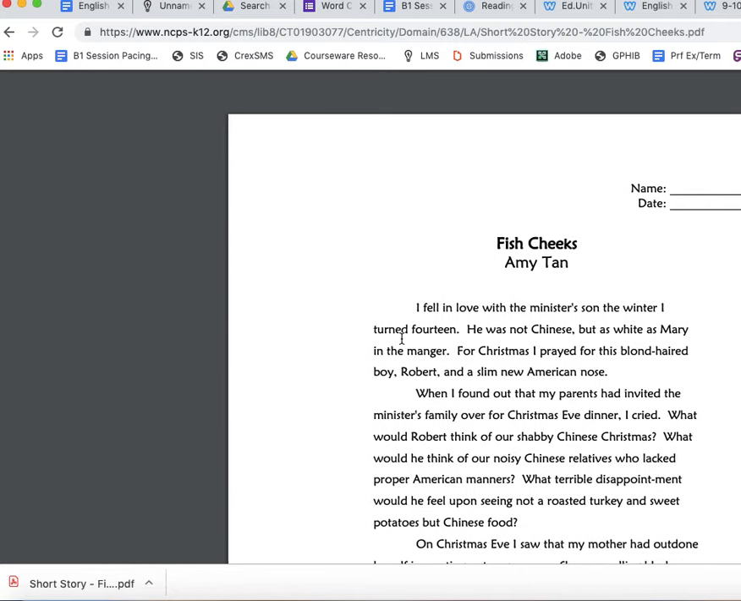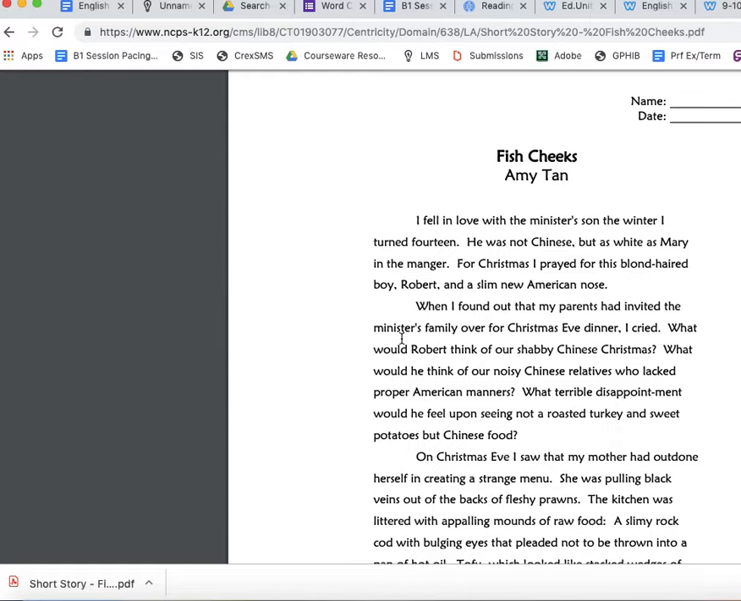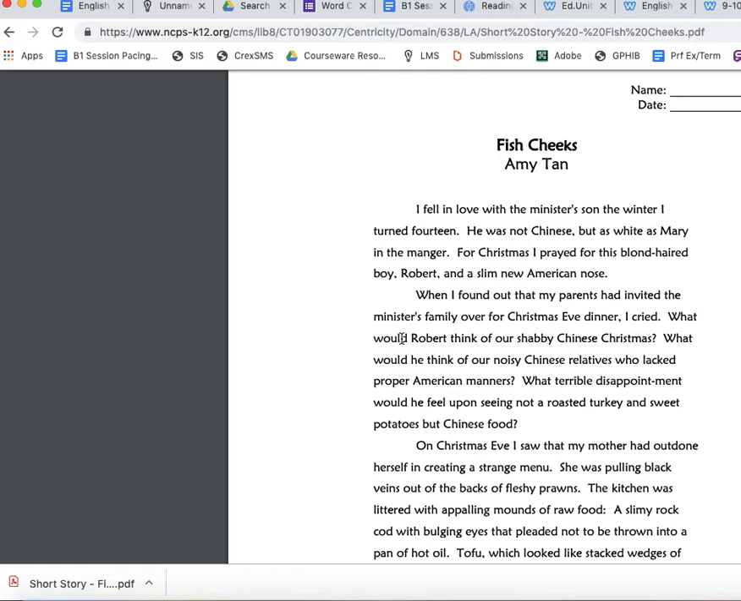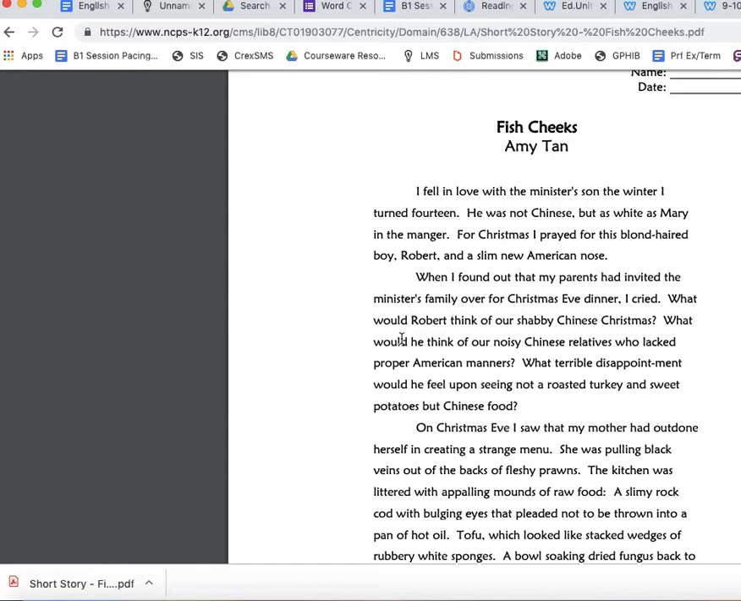We're going to take a look at this story, and we're going to read through it and identify what we think the central idea is, or the important details of the story that help us determine that central idea. So maybe you've read this before.